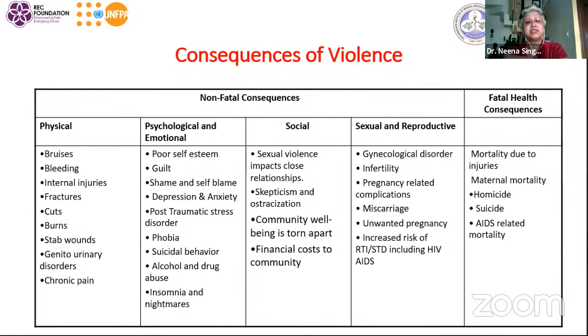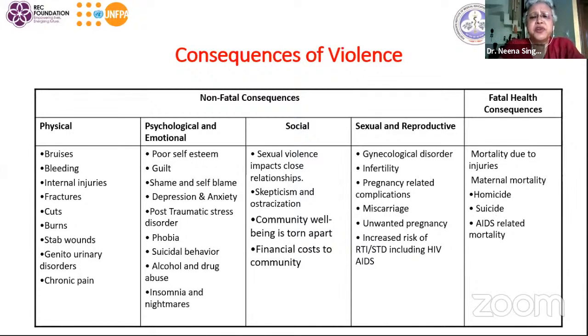So social implications are that sexual violence impacts close relationships, because such people have a problem making future relationships. And even the relationships that they are going through now, even those relationships, they have problems once they experience this sexual violence. They face skepticism and ostracization from society. And community well-being is torn apart. This is torn apart like you see in the Hathras case. There may be so many caste alienations and so many other things. People will take sides, and because of that, the community system is literally torn apart.